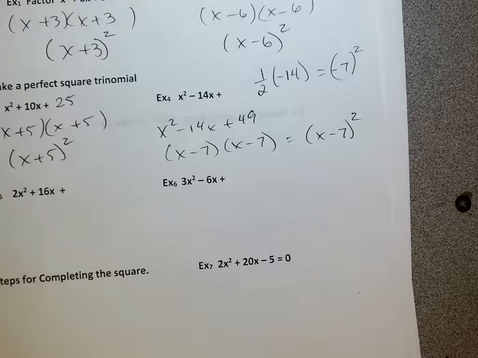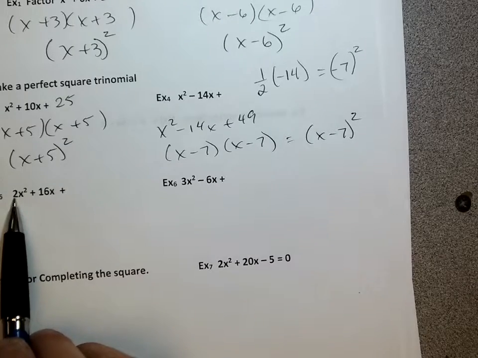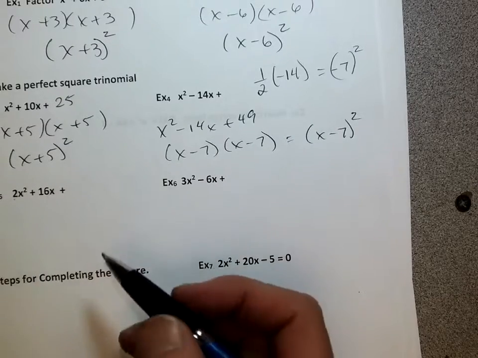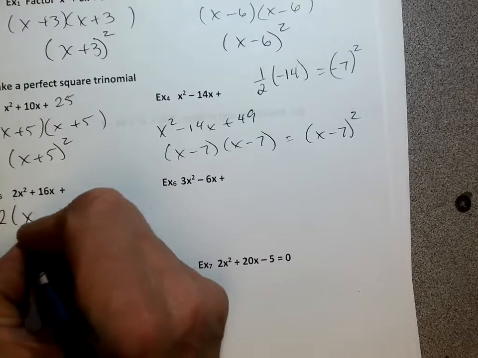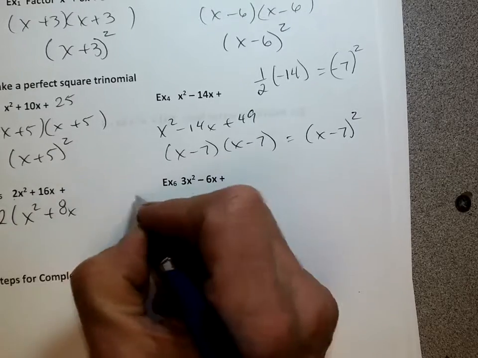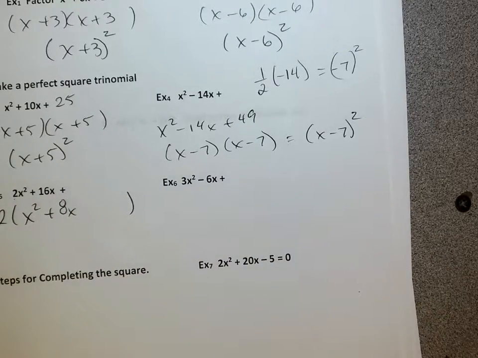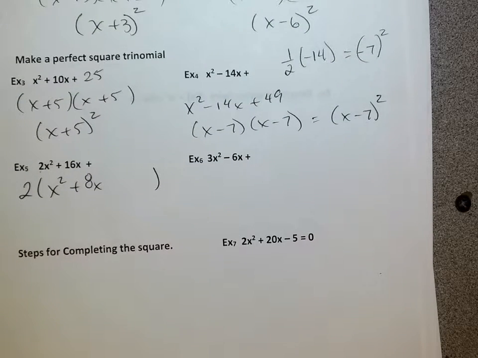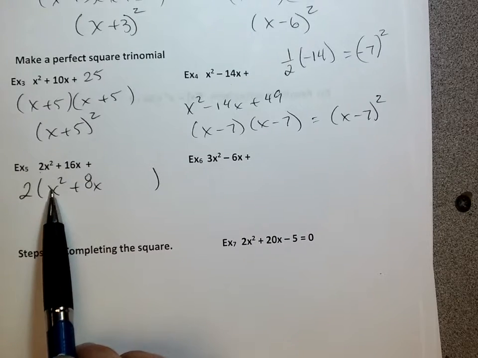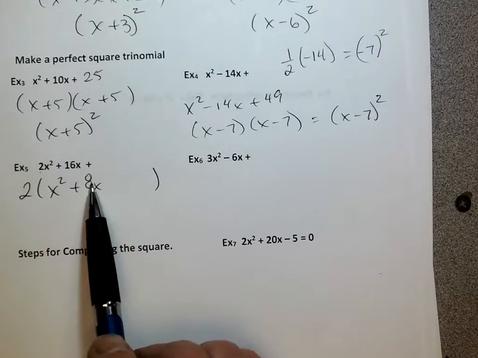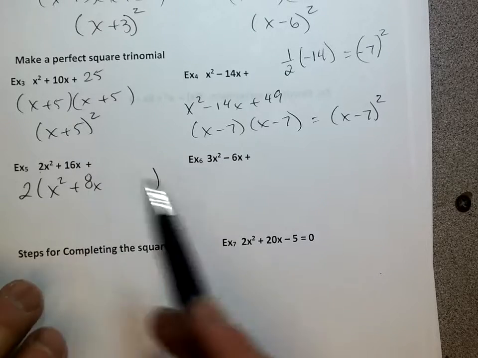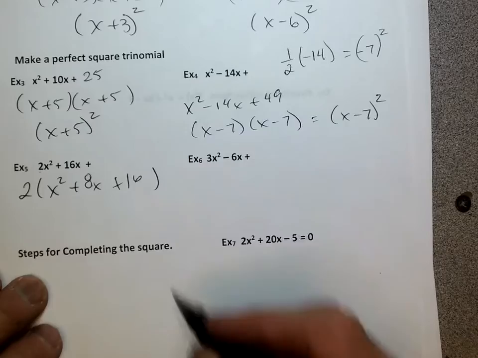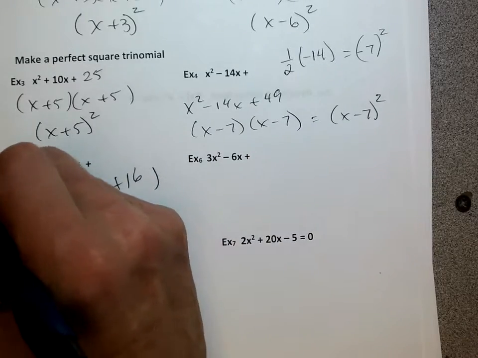Now 5 and 6 are a little bit different. What we're going to have to do is get rid of the 2. We're going to common factor the 2 first, okay? So I'm going to take out the 2, x squared plus 8x. You have to do this because you need just x squared, okay? So you have to common factor first. You need to have it just regular x squared if we're going to make a perfect square trinomial, okay? Half of 8 is 4. 4 squared is 16. Okay? So I took half of 8.